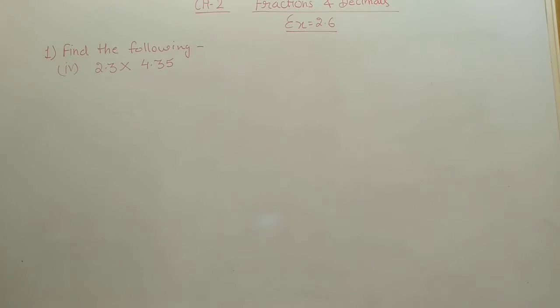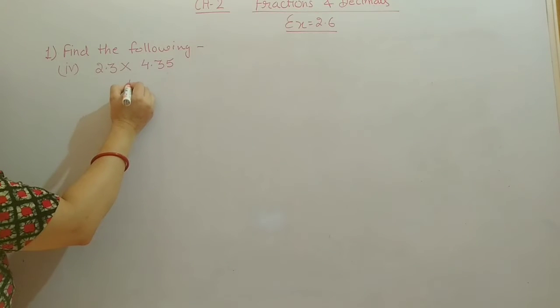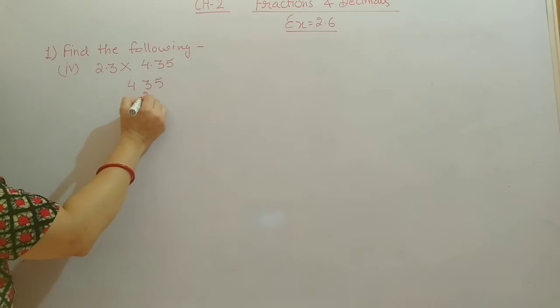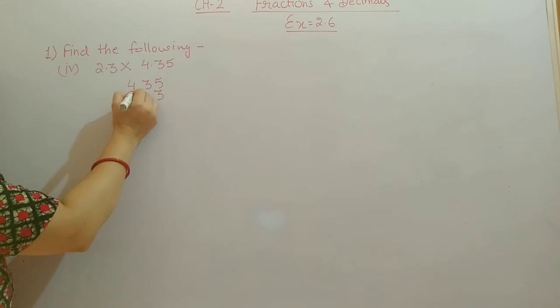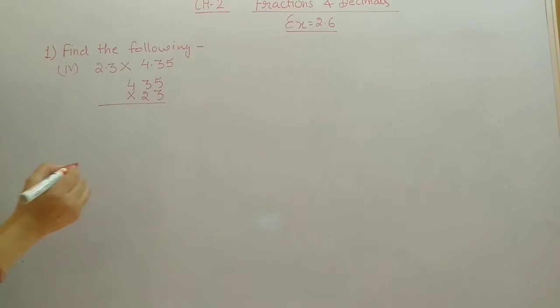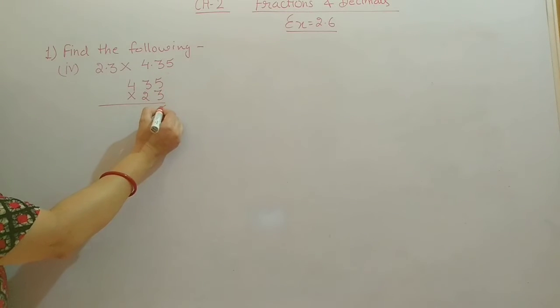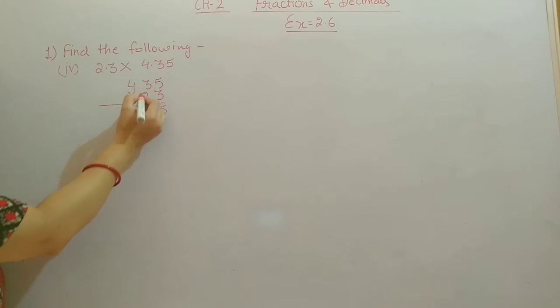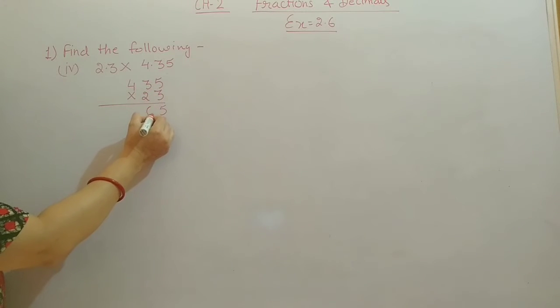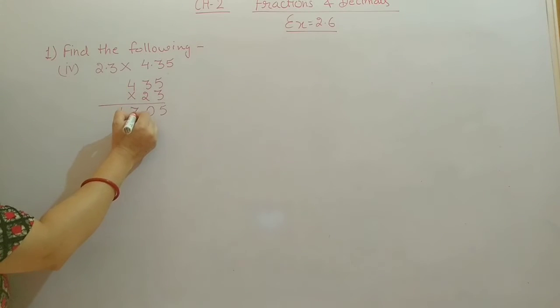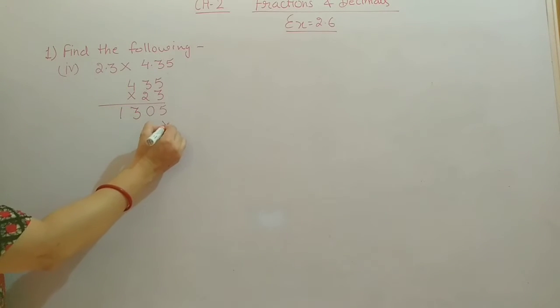Fourth part, 2.3 into 4.35. So write the bigger number up. 435 you can write first and 23 down. We know multiplication is commutative. If we change the order it doesn't matter. Now multiply it. 3 5s are 15, 1 carry over, 3 3s are 9 plus 1 is 10, and 1 3 4s are 12 plus 1, 13. Leave one place.